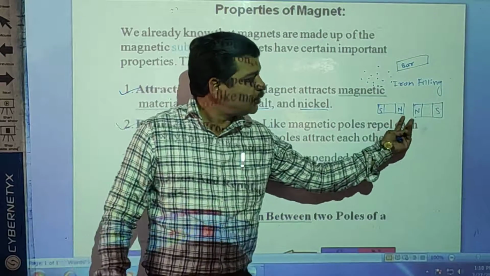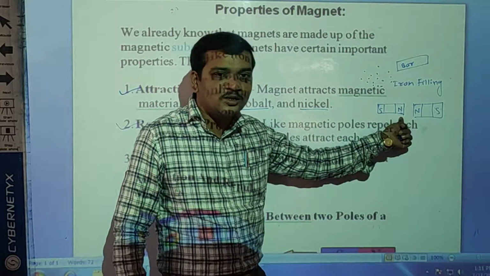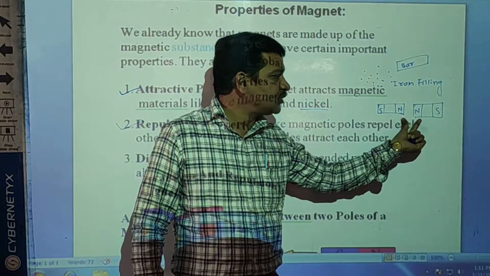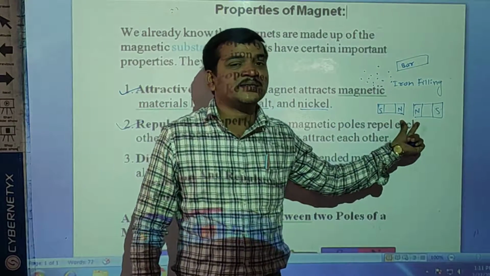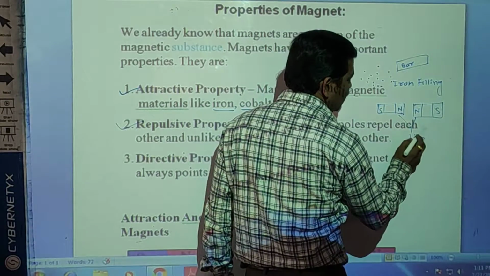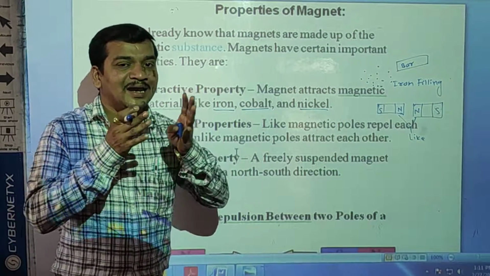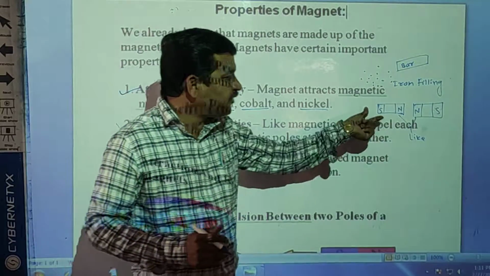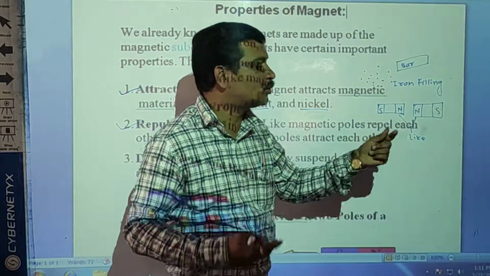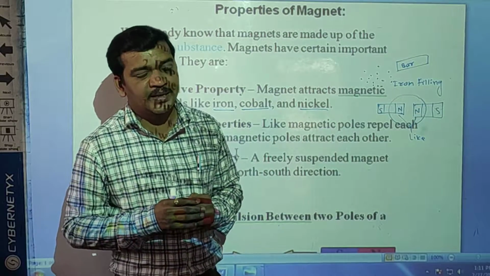Now these two poles you see, this is the first magnet, this is the second magnet. And this first magnet's north pole is towards the second magnet's north pole. Can you see these two faces? So these two poles are called like poles, and there will be a repulsion between the like poles. Repulsion means as you take this magnet forward, the second magnet will move. These two poles will not come close to each other.